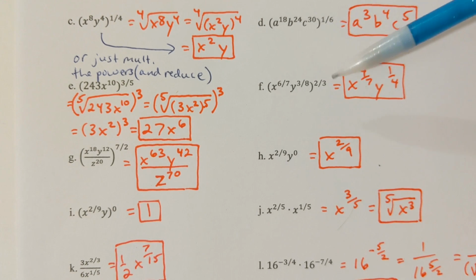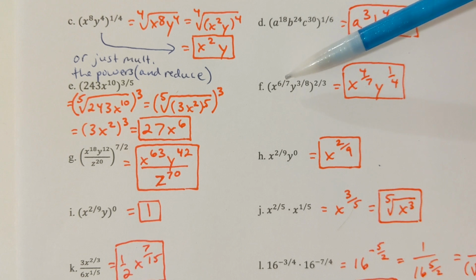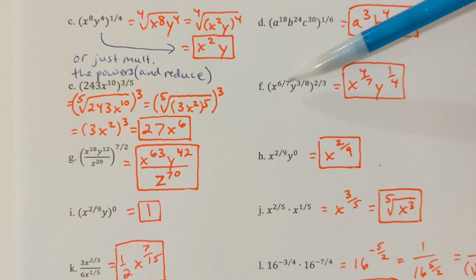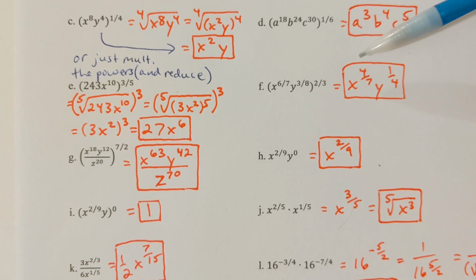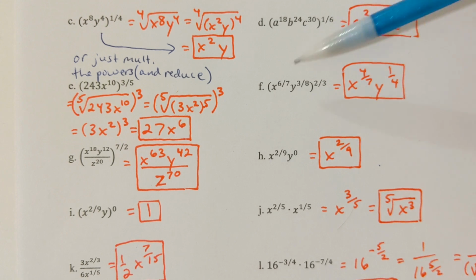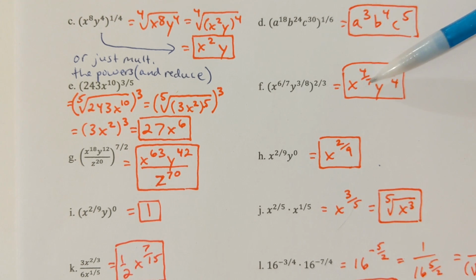Okay, here's another one. Again, if you're able to just multiply powers, that'd be a quick option. So x to the 6/7, y to the 3/8, all that to the 2/3. Well, 6/7 times 2/3, that would be 12 over 21. 3 goes into 12 4 times. 3 goes into 21 7 times. So that exponent would reduce to be 4 over 7.